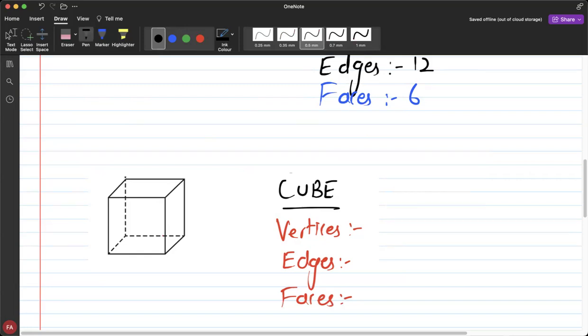All right, now let's see. 1, 2, 3, 4, 5, 6, 7, 8. I can say we have 8 vertices in this case. I'm hoping you also got the same answer.